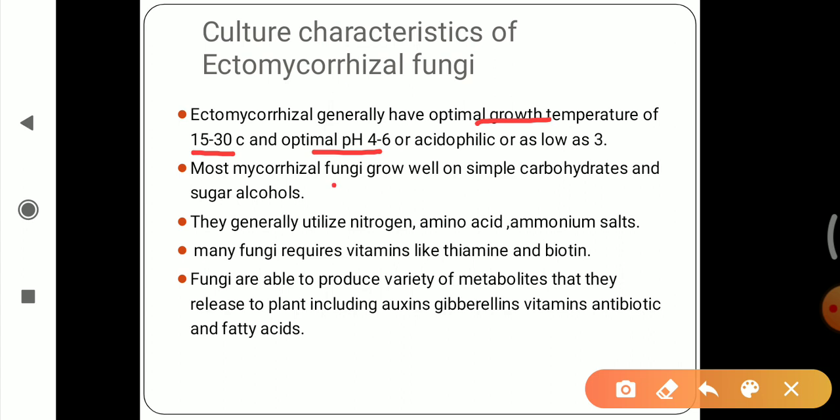Most mycorrhizal fungi grow well on simple carbohydrates and sugar alcohols. They generally utilize nitrogen, amino acids, and ammonium salts. Many fungi require vitamins like thiamine and biotin. Fungi are able to produce a variety of metabolites that they release to the plant, including oxygen, gibberellin, vitamins, antibiotics and fatty acids.